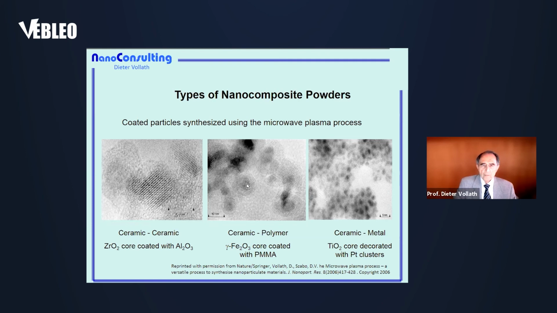The second example is a ceramic core coated with a polymer. This combination is very important, for example, for superparamagnetic material. And here, last but not least, a very interesting combination. Here we have a titanium core coated with platinum clusters. This combination that you see here is very important for catalytic purposes.